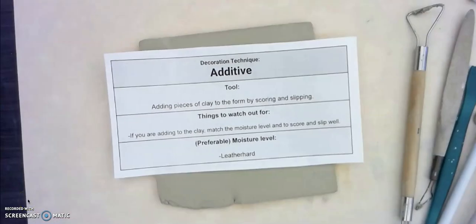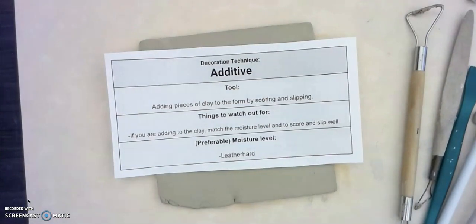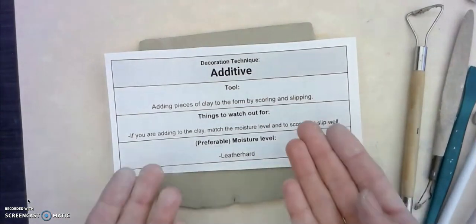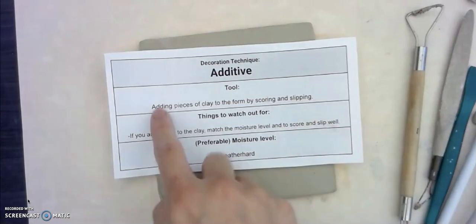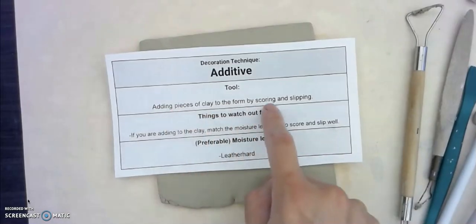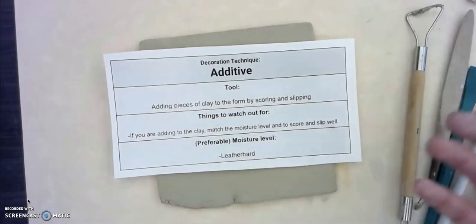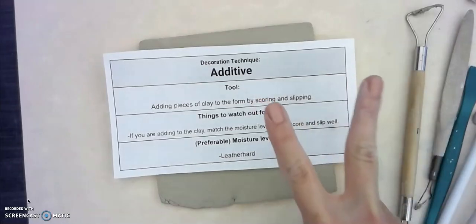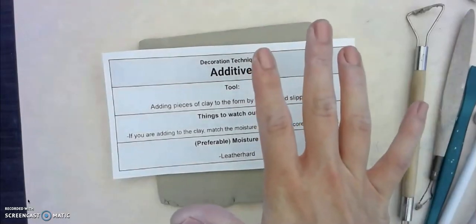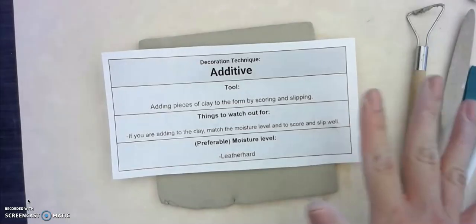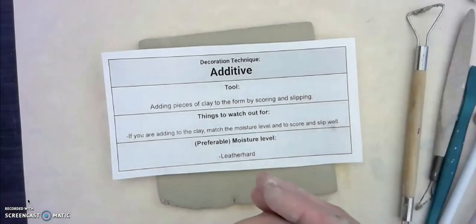Our decoration technique is additive, and you're very familiar with this. It's basically when we're adding all these appliques to the surface. So you're adding pieces of clay to the form by scoring and slipping. And remember, your vessel needs to have at least 2 compartments, no more than 5. So the second compartment is not an applique, but you do need to obviously score and slip it together.